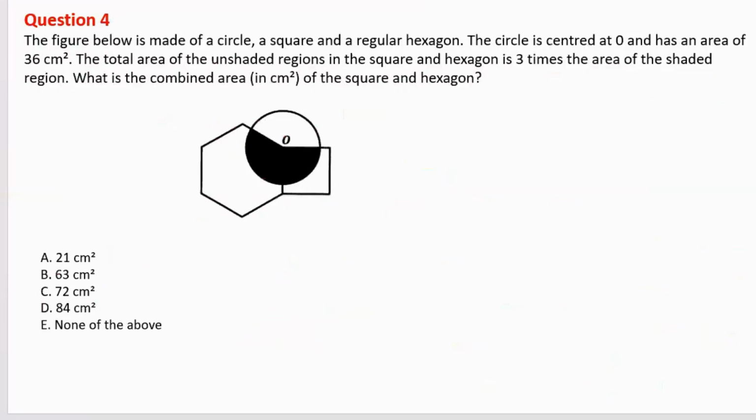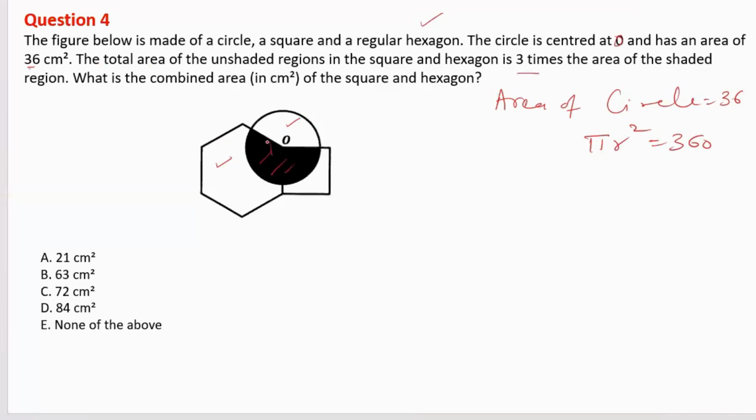Next question. The figure below is made up of a circle, square, and regular hexagon. The circle is centered at O and has an area of 36 centimeters. What is the area of a circle? Area of circle is given 36. That means pi r square value is 36. The total area of unshaded region in a square and hexagon is 3 times the area of the shaded region.